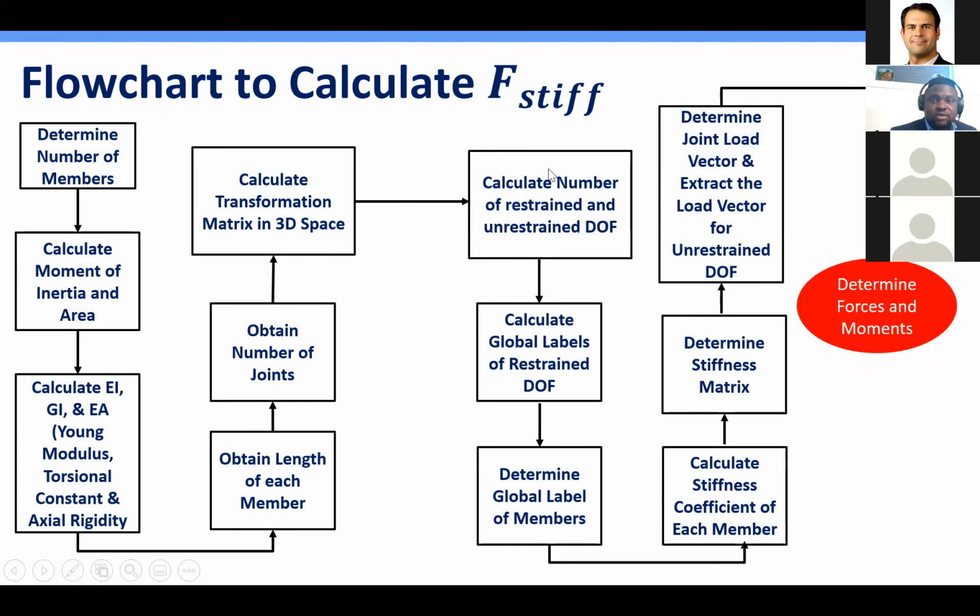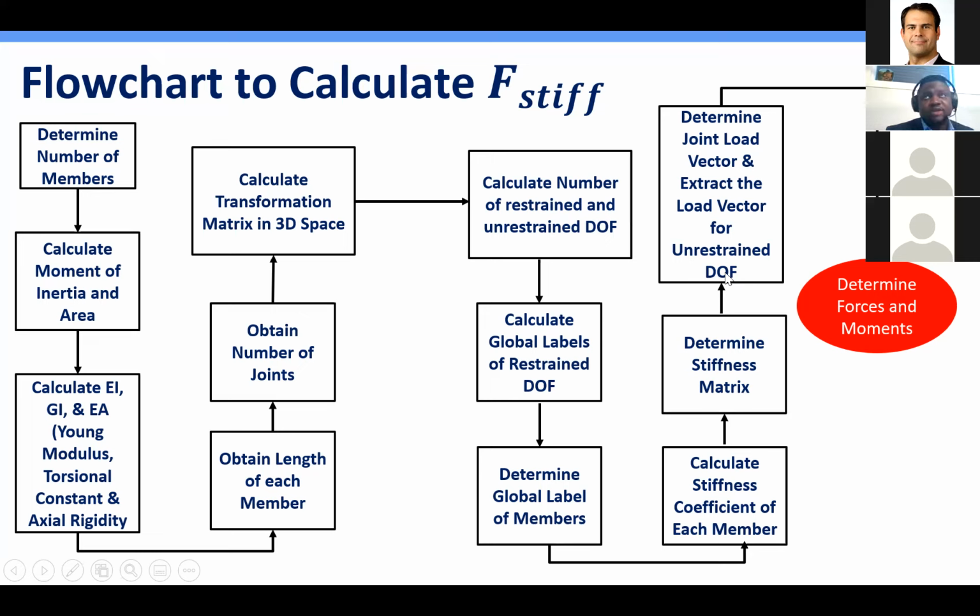And then you calculate the number of restrained and unrestrained degrees of freedom. So each reaction is 1 degree of freedom. So you calculate the number of restrained and unrestrained degrees of freedom, calculate the global label of restrained degrees of freedom. So pretty much the moving parts are the unrestrained degrees of freedom, determining the global label of members. So I'm just showing you exactly how to put it in code on MATLAB, and then determine the joint load vector and extract the load vector for the unrestrained degrees of freedom.